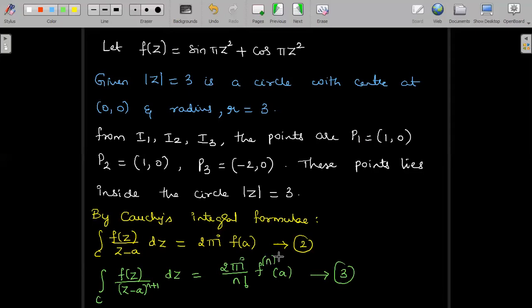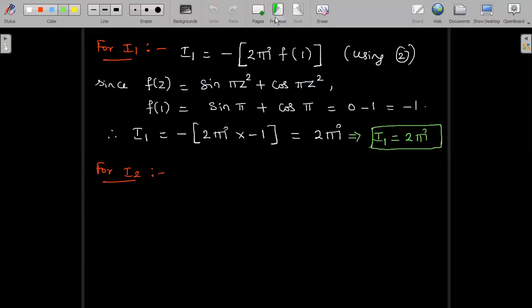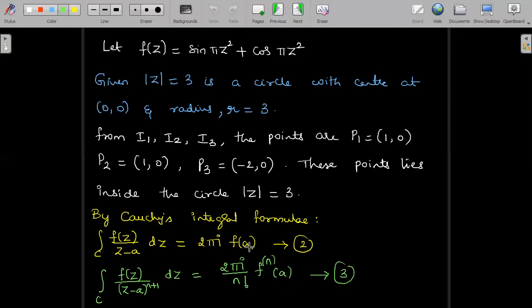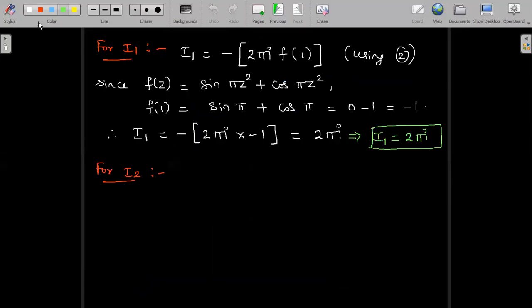Right. Now on comparison, let us recognize what is n plus 1. N plus 1 is compared with 2, so n is equal to 1. So n is equal to 1 means I have to write the formula accordingly, f dash of a. So while evaluating I2, I will do that. Let me write it down for you. Therefore, I2 will be equal to, there's a minus sign in the integral, that's why I'm writing minus 2 pi I divided by n factorial, n is 1, into f dash of a. A value is also 1.